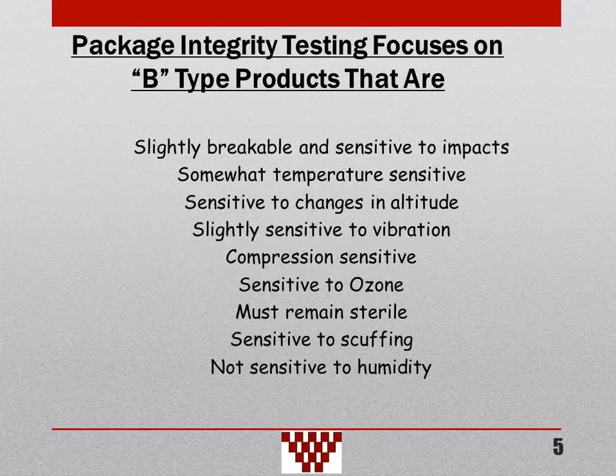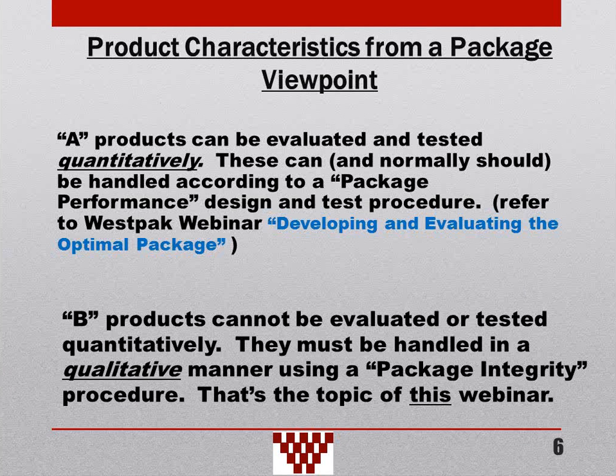These so-called A products, or the quantitative ones, can be evaluated using numerical analysis. They can and should be handled according to the performance design procedure that I mentioned earlier. And again, go to our webinar to refresh your memory and your anxious moments about that one. The B products can't be evaluated or tested quantitatively. They must be handled in a qualitative manner, without numbers, without instruments, if you will. So that's what we're going to be talking about today, and that's what I call package integrity testing, and that's the subject of today's webinar.